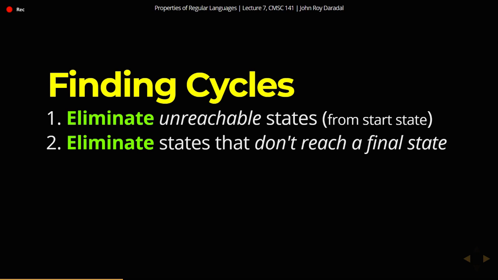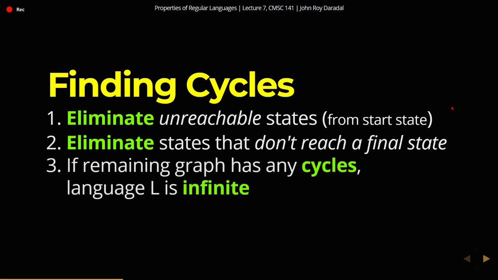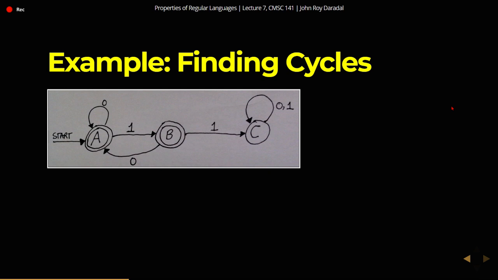So if a state cannot reach a final state, then it's also not a factor in finding cycles, because it will not lead to the final state anyway. And our goal is to find cycles from the start state to the final state, right? So if you don't reach a final state, you'll also be eliminated. Okay? And in the remaining graph, after we've removed the unnecessary states, if it has any cycles, then we can conclude that the language L is infinite, because we could take that cycle infinitely to produce infinite strings. Okay? So let's see an example.